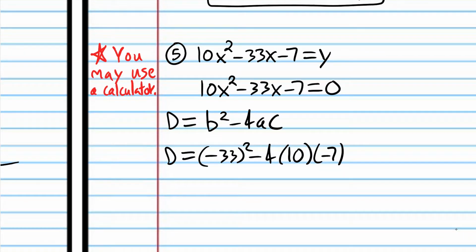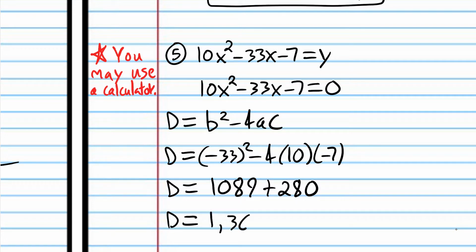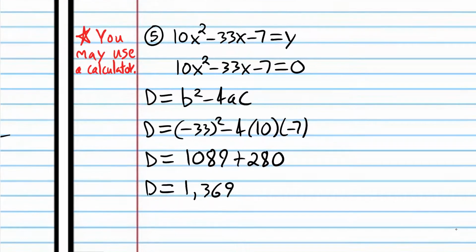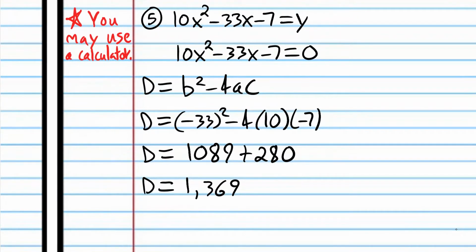And now 33 squared is 1089. And multiplying all those numbers, you would get 280. So add those numbers together, and you get 1,369. So we don't really care about the actual number. We just want to know, is it negative, 0, or positive? And you can see that this discriminant down here is positive.